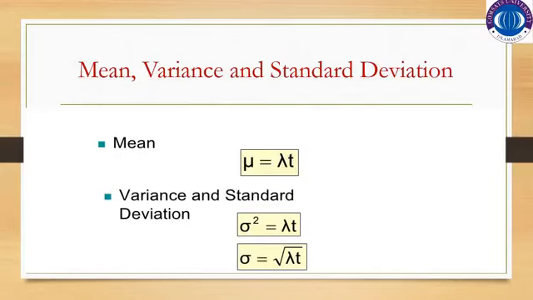One of the unique characteristics of the Poisson distribution is that its mean and variance are the same. Mean, which we usually denote with the Greek letter mu, is equal to lambda t, and variance is also equal to lambda t, whereas standard deviation is equal to the square root of lambda t. So this is the unique characteristic of the Poisson distribution, that its mean and variance are the same.